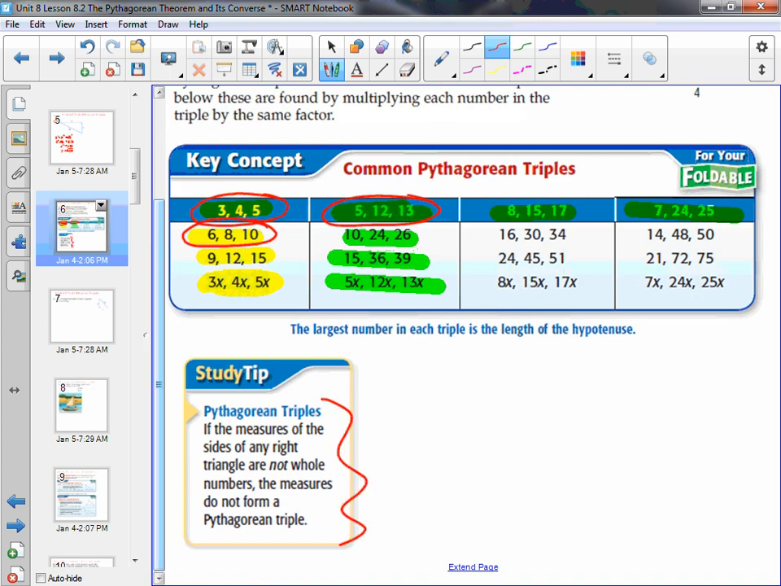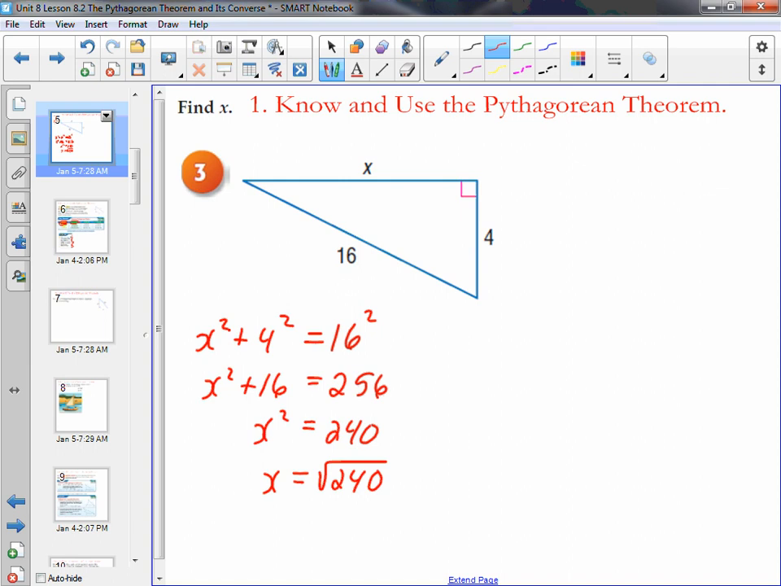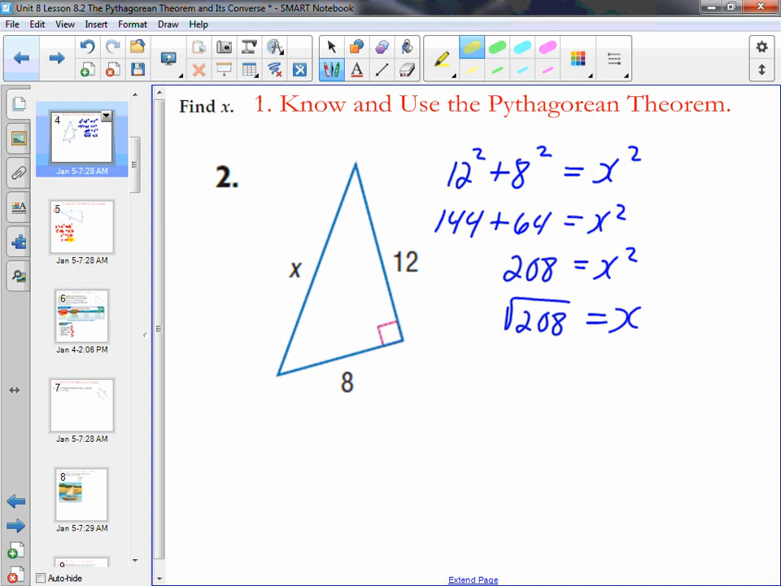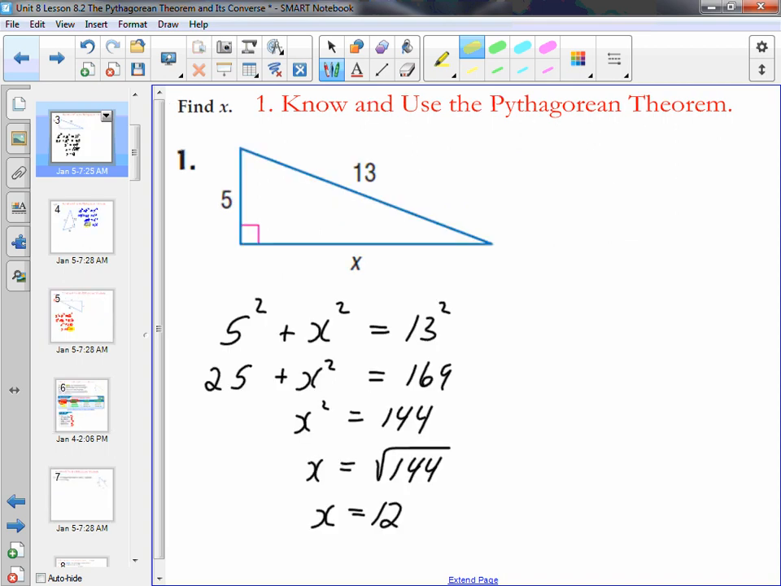So, if the measures of the sides of any right triangle are not whole numbers, then we do not call them a Pythagorean triple. Okay? So if we look back at the ones we just did, those numbers are not a Pythagorean triple because that side's not a whole number. Those three are not a Pythagorean triple because that's not a whole number. Those three, Pythagorean triple because it is a whole number. And so is that one, and so is that one. All right?